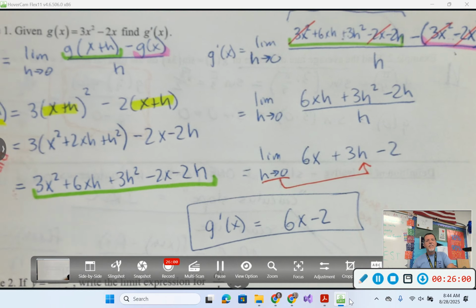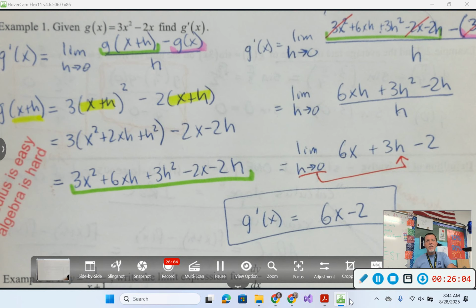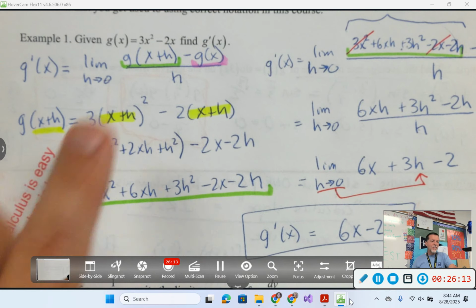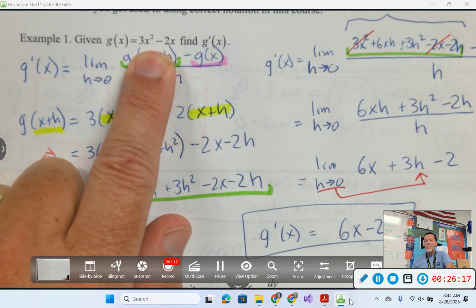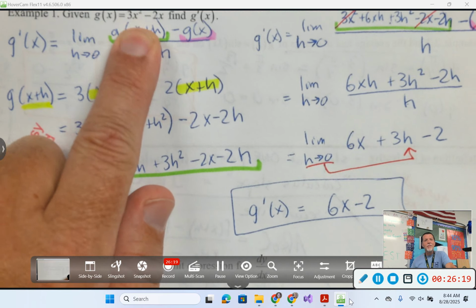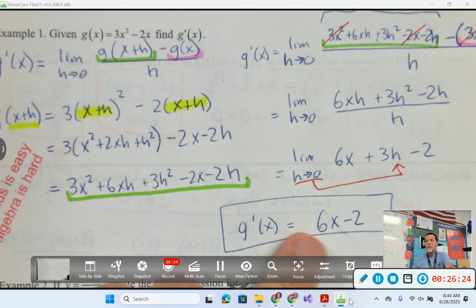Now, the good news is you're not supposed to know the shortcut yet, but our pre-calc classes get pretty far, and you guys know the shortcut, right? So look back at this original and think about what the shortcut is. We could have saved ourselves a whole bunch of time if you knew the shortcut. 6x minus 2. Power down comes down front, decrease the power by 1. And we would get 6x minus 2.